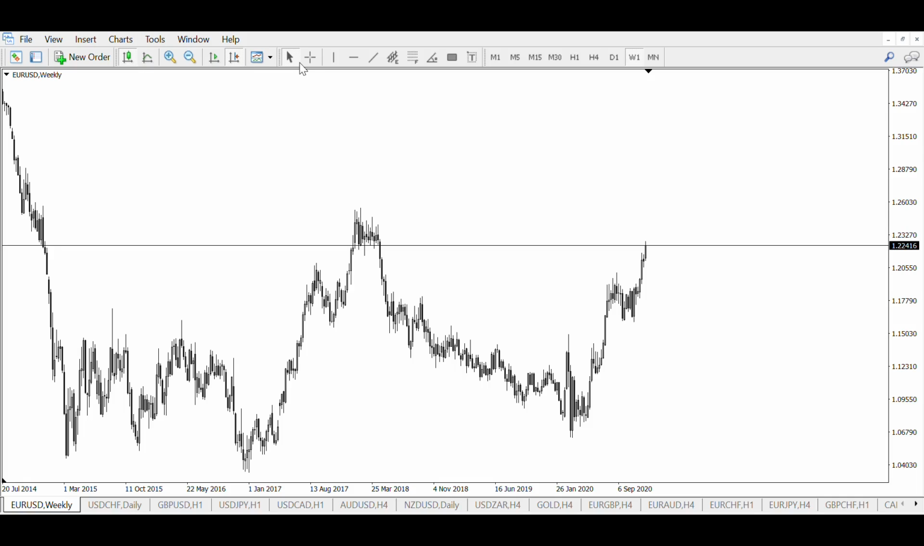Today we will be looking at Euro USD and analyze it from the higher time frames all the way down to the lower time frames.